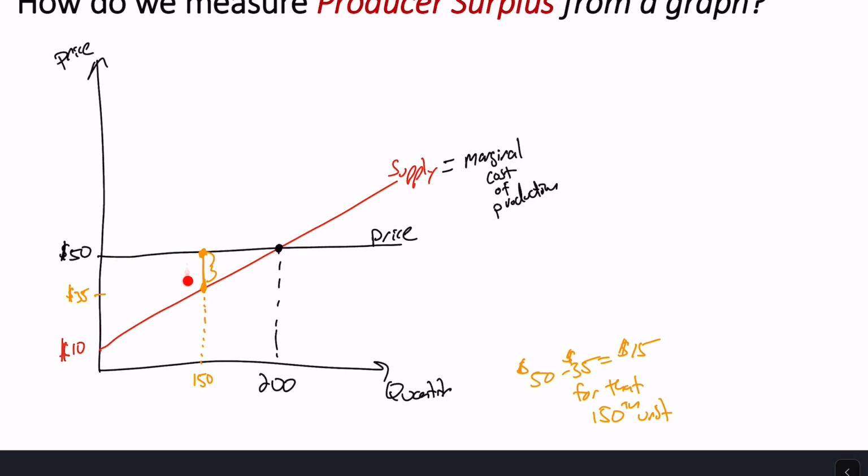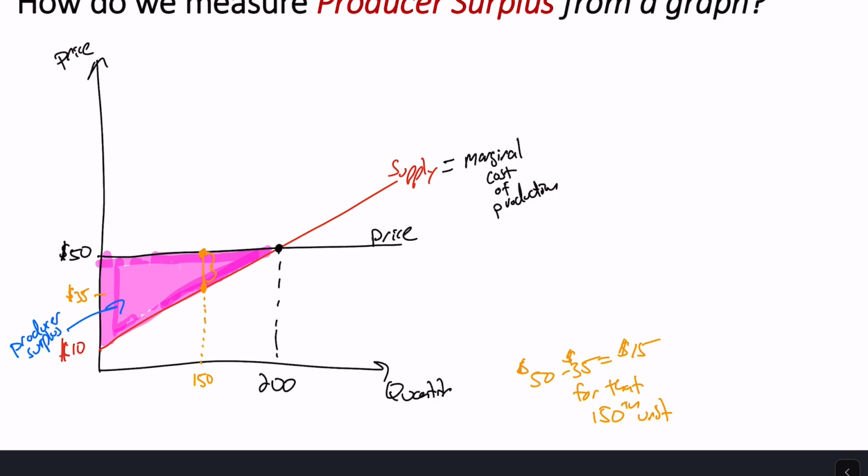Now imagine we do that for every single unit that is sold up until 200, and we would get an area beneath the price line, but above supply for all these units where price is greater than the marginal cost of production. So we have that triangle underneath the price line, but above supply. That will be our producer surplus for the entire market for all units there. Okay.